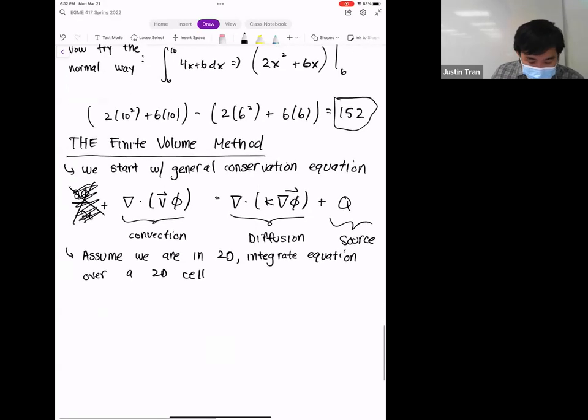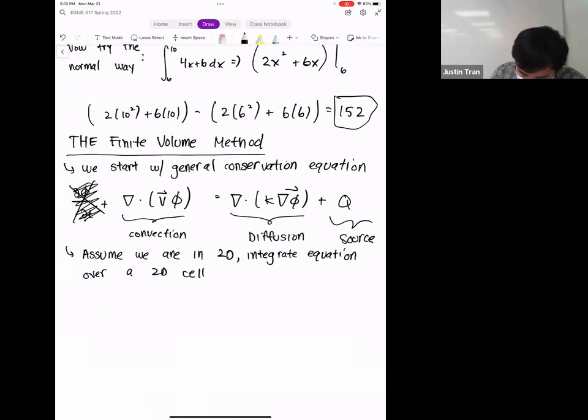Okay. And so let's go ahead and do that. On the left-hand side, without the unsteady term, we're just going to have a double integral of the divergence of v with an arrow times phi, where v with the arrow is our convection velocity. We're just putting it in vector form.